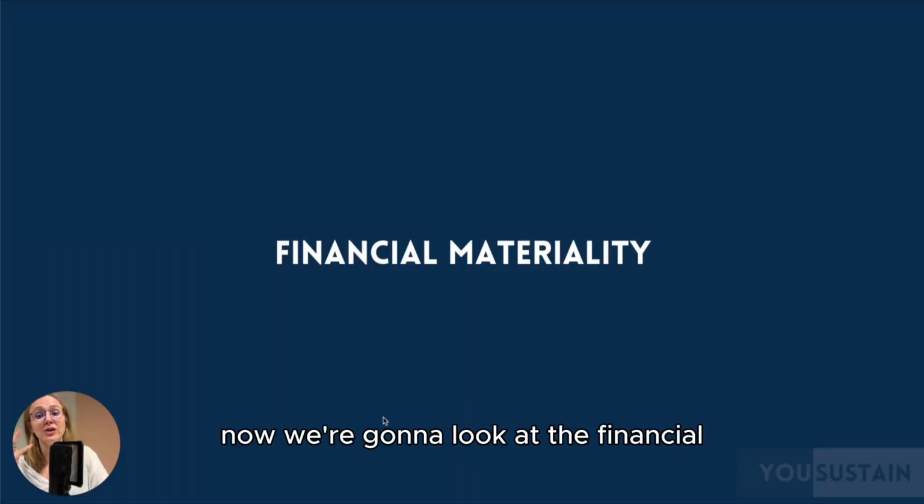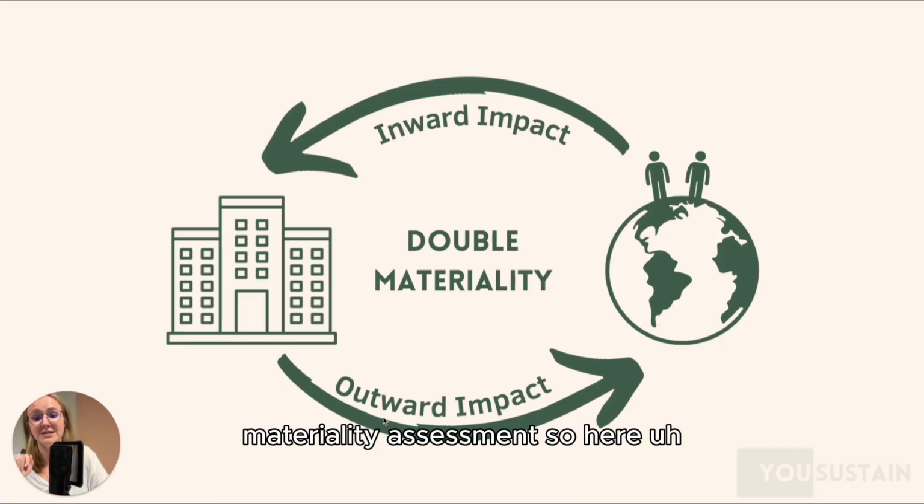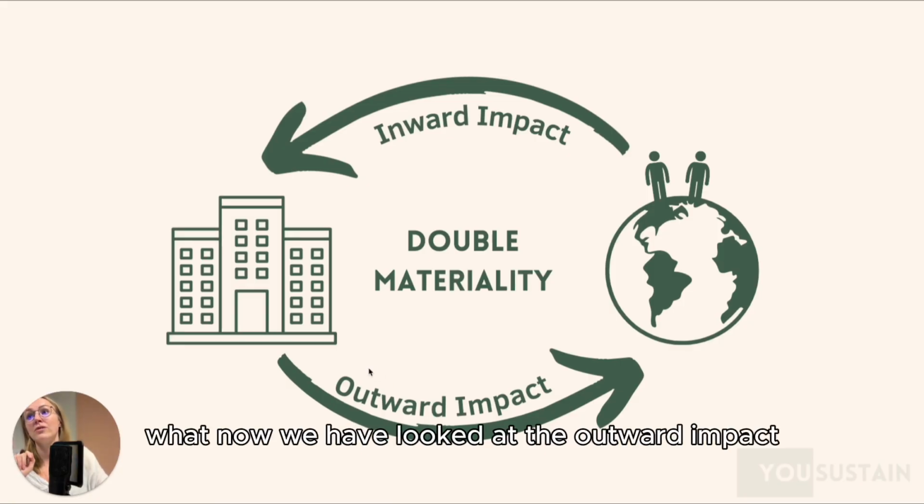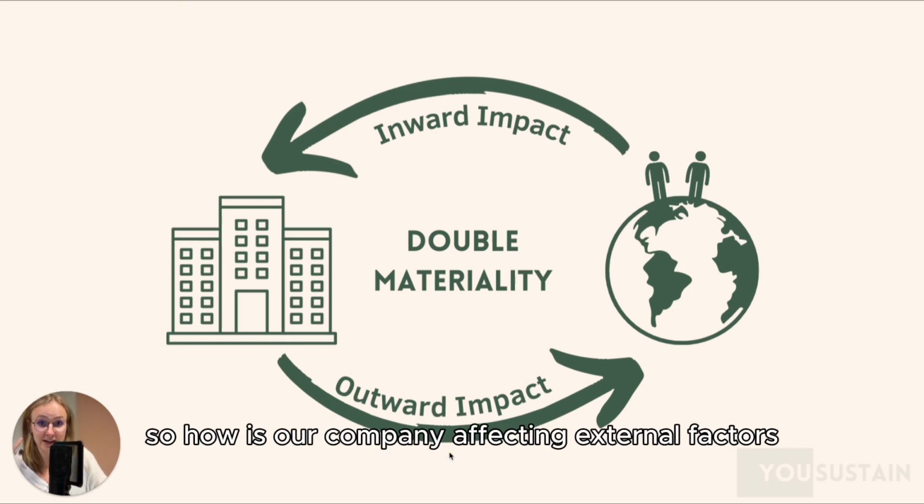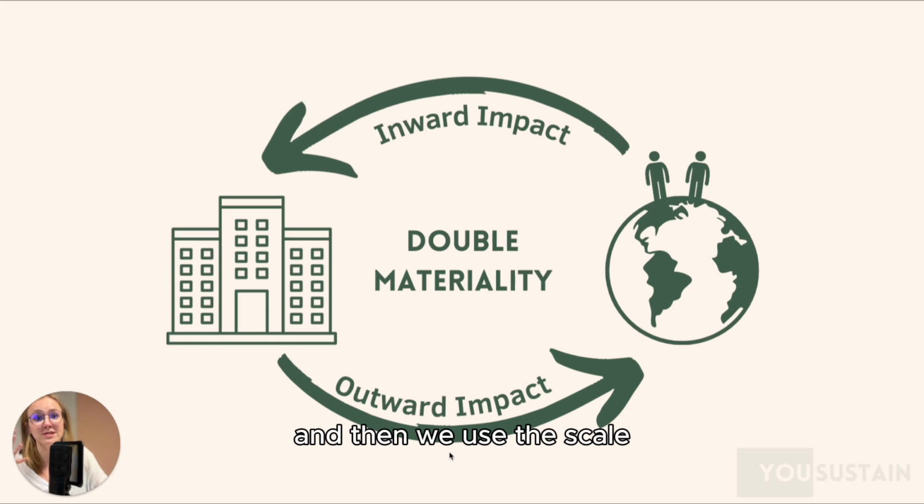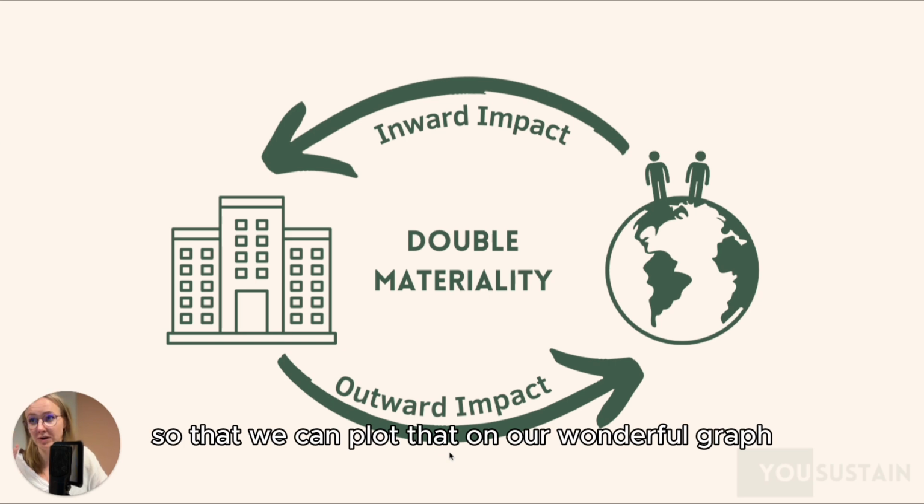Okay, so now we're going to look at the financial materiality assessment. Here we have looked at the outward impact, so how is our company affecting external factors? And then we use the scale, scope, likelihood, and irremediable character to estimate how grave our impacts are, so that we can plot that on our wonderful graph.